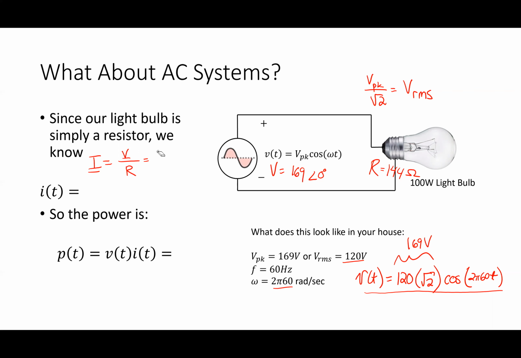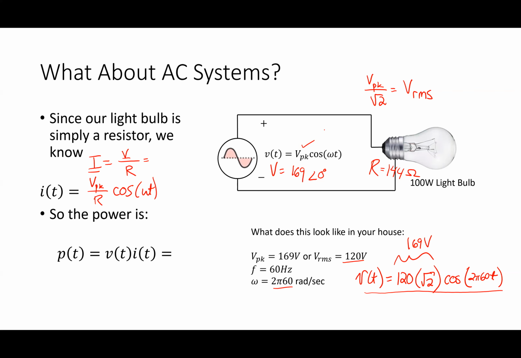No shift. Why is there no shift between the voltage and the current here? Because there's a resistor. With just a resistor, there's no phase shifting. Resistors, everything stays in phase. So this would be V peak over R cosine omega t. And the voltage, V of t, was V peak cosine omega t.